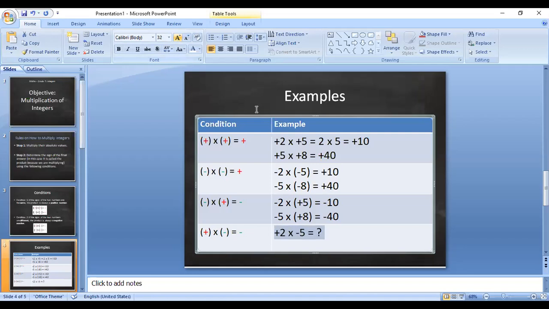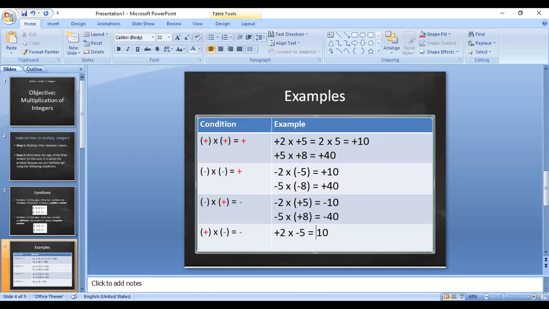Come on, you do it along with me. All right, so step number 1, tell me what was step number 1? Yes, you are right. We have to first multiply the numbers and ignore the sign, बिना sign देखे numbers को multiply करना है. So 2 into 5 is 10. Now what is step number 2? Come on, tell me.